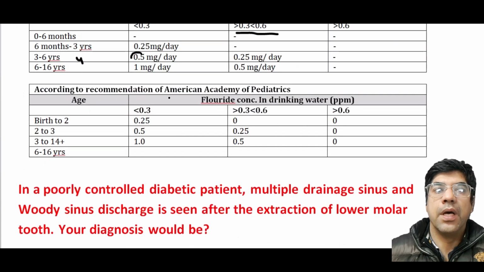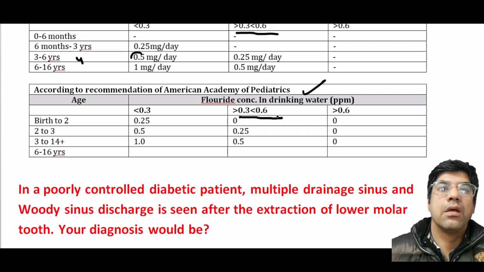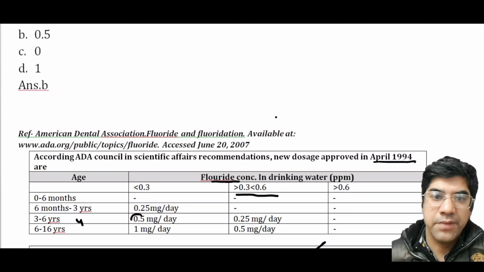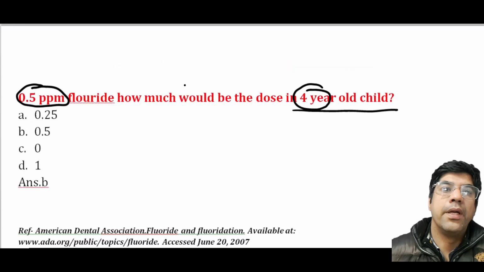according to the American Academy of Pediatrics, the dose of the 4-year child with 0.5 ppm concentration, the answer would be 0.5. So that is why your answer here is 0.5.